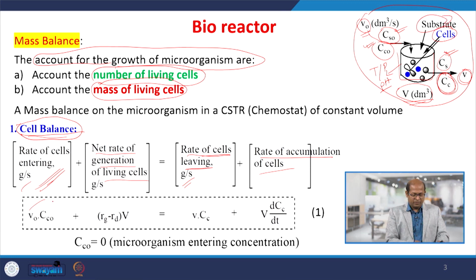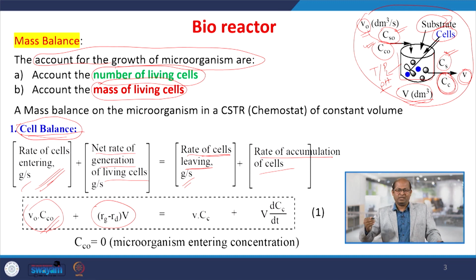So, V naught Cc naught, that is gram per second, is the cell entering. This is Rg minus Rd into V. Rg is the rate of cell formation, rate dCc by dt, and minus Rd is the rate of cell decay or cell death. So, that part we have to subtract. Per unit volume basis, we have multiplied with the volume, okay.